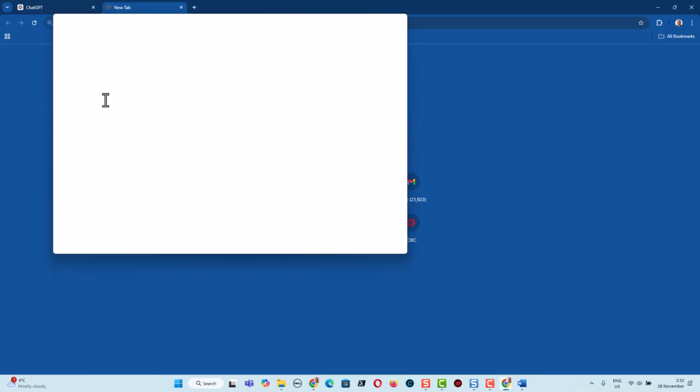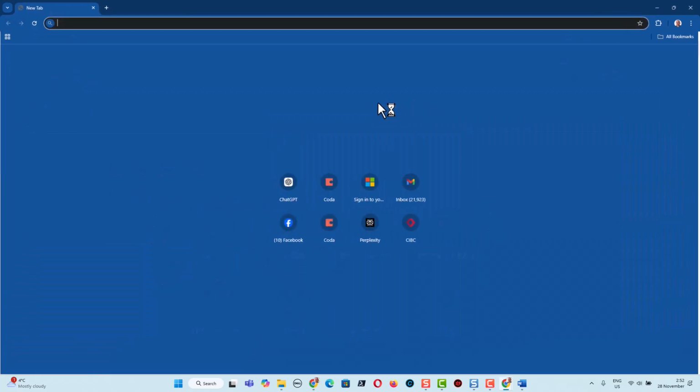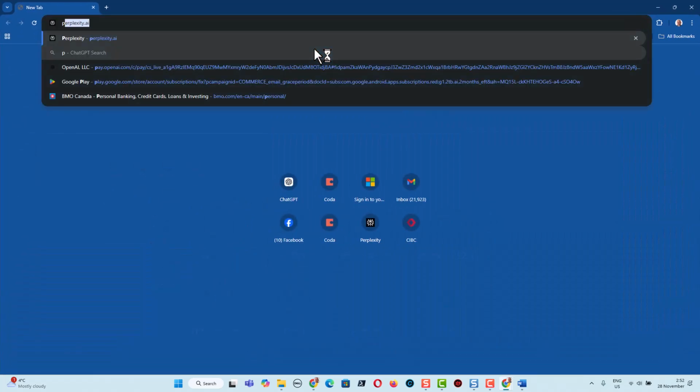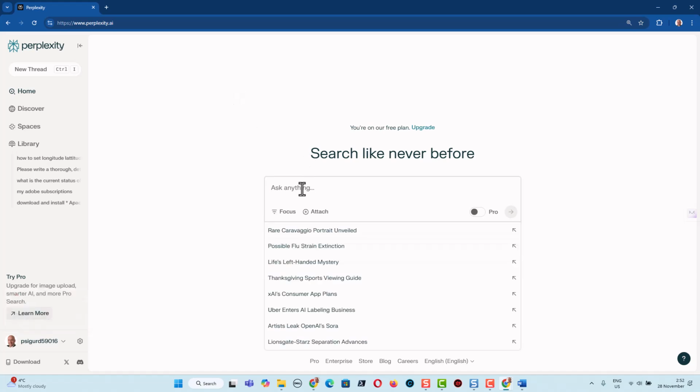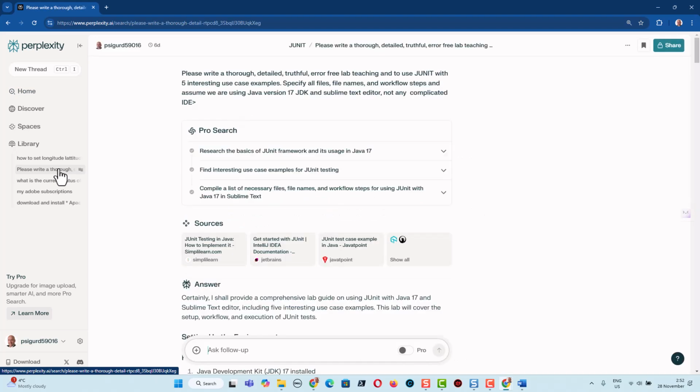So Perplexity AI is the good thing to use, because ChatGPT is not live on the internet, right? Its training data was cut off 2 years ago. But if you want something live on the internet, then definitely Perplexity is the way to go.